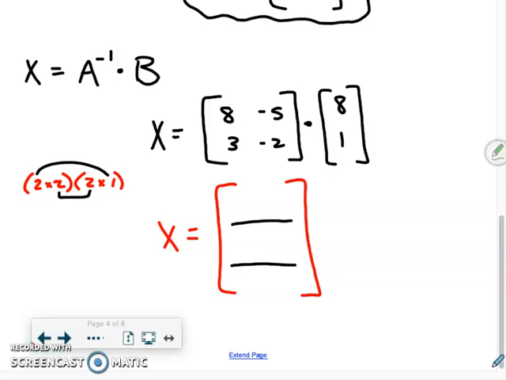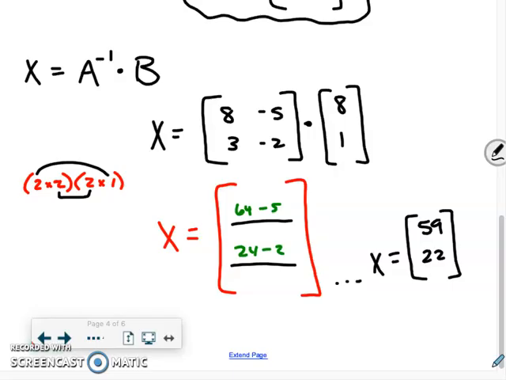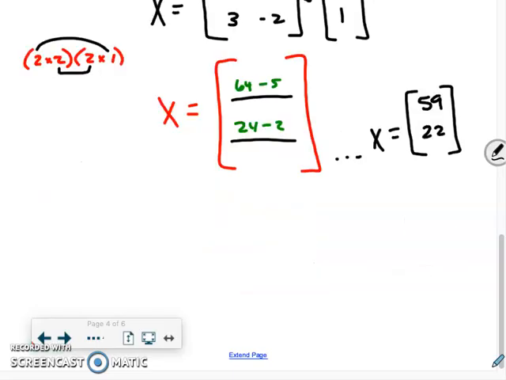All right, so multiplying first row times the only column. 8 times 8 is 64. 5 times negative 1 is negative 5. Second row, only column. 3 times 8, 24. Negative 2 times 1 is negative 2. So this is going to lead to X being, we'll call it 59, and 24 minus 2 is going to be 22. So if you were asked on the test, what is matrix X?